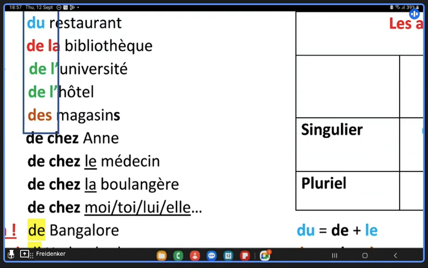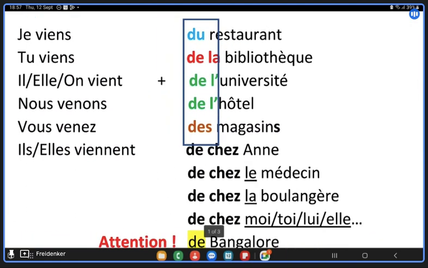Bibliothèque is a library. It ends with an E, so it is feminine. DE LA will not contract. So je viens de la bibliothèque. I'm coming from the library. I'm coming from the restaurant. I'm coming from the university, de l'université. I am coming from the hotel. So DE is from. Je viens de l'hôtel. Je viens des magasins. I'm coming from the stores. All of these five examples are nice.